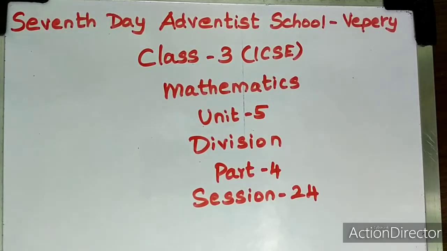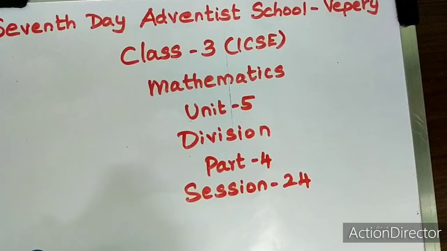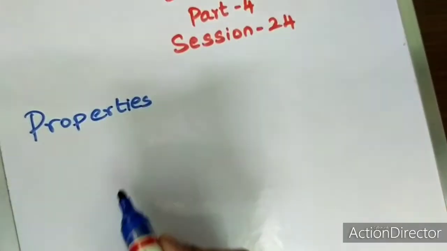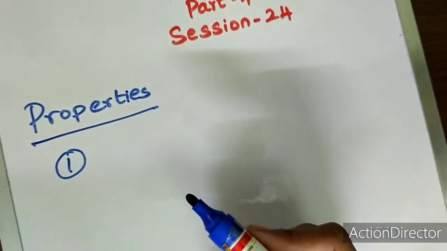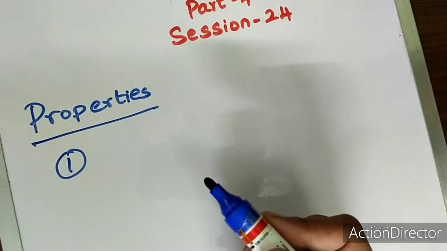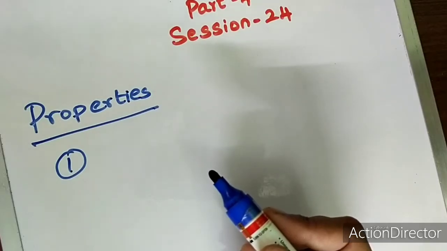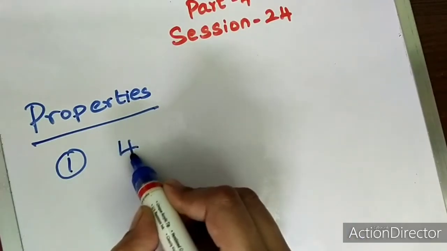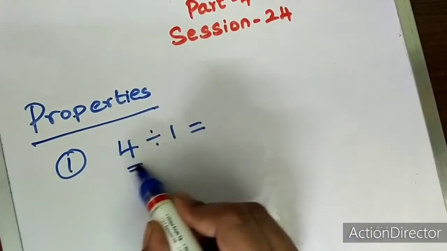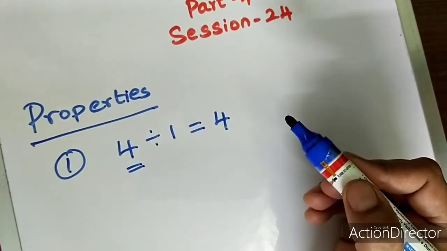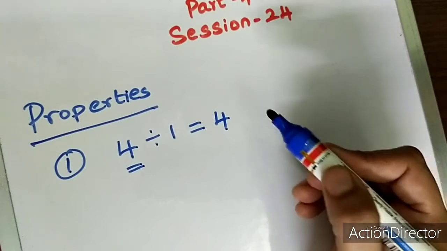Today's class we are going to see properties of division. What are the properties of division? First property is, when a number is divided by 1, the quotient is the number itself. For example, if I divide 4 by 1, what is the answer? The answer is 4 itself. So any number divided by 1, the answer will be the number itself.